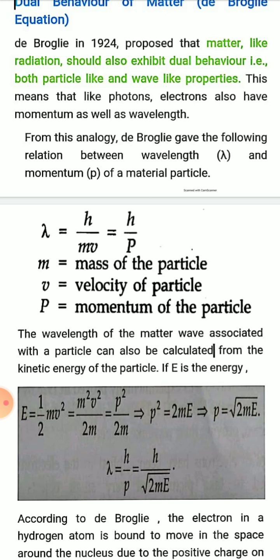Now just rearrange the equation. p square is equal to 2mE. So p is equal to root over 2mE. Now lambda is equal to h by p, so lambda is equal to h by root over 2mE. This is another form of the de Broglie equation in terms of the kinetic energy of the particles or of the matter. That is, lambda is equal to h by p or h by root over 2mE.